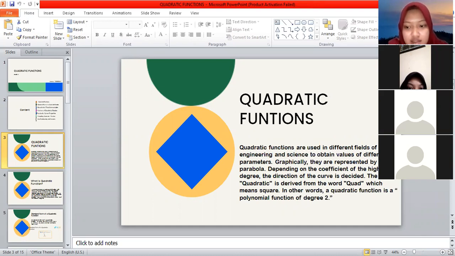Yes, Miss. Okay. So quadratic functions are used in different fields of engineering and science to obtain values of different parameters. Graphically, they are represented by a parabola. Depending on the coefficient of the highest degree, the direction of the curve is decided. The word quadratic is derived from the word quad, which means square. In other words, a quadratic function is a polynomial function of degree 2.